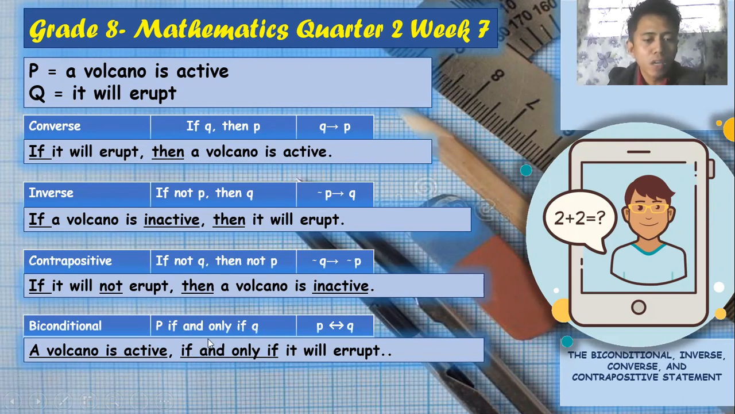So that's why we have if and only if here, then followed by Q. What is our Q? It will erupt. So by using the pattern P if and only if Q, we can conclude that our biconditional statement is: a volcano is active if and only if it will erupt. So this is easy to identify if the given statement is biconditional. Once you encounter the words if and only if, we can easily conclude that it is a biconditional statement.